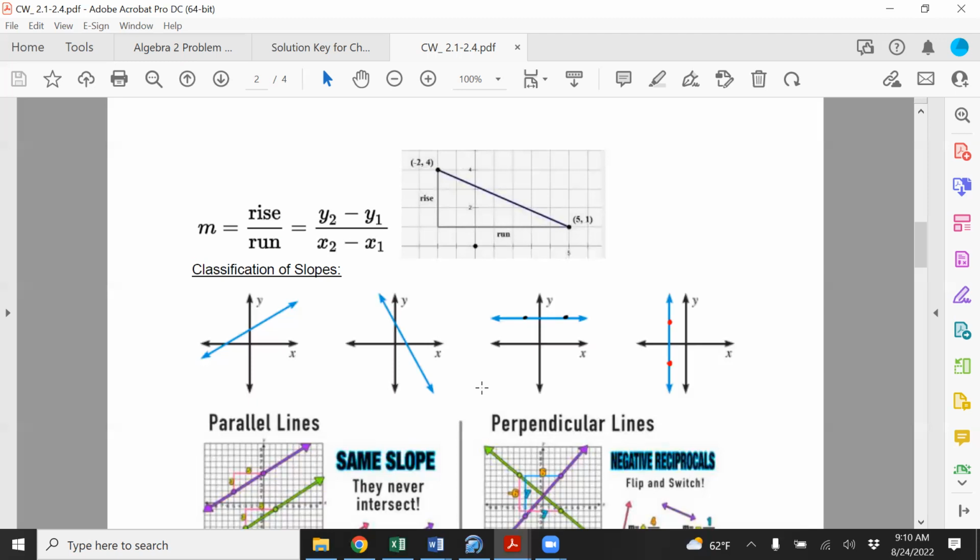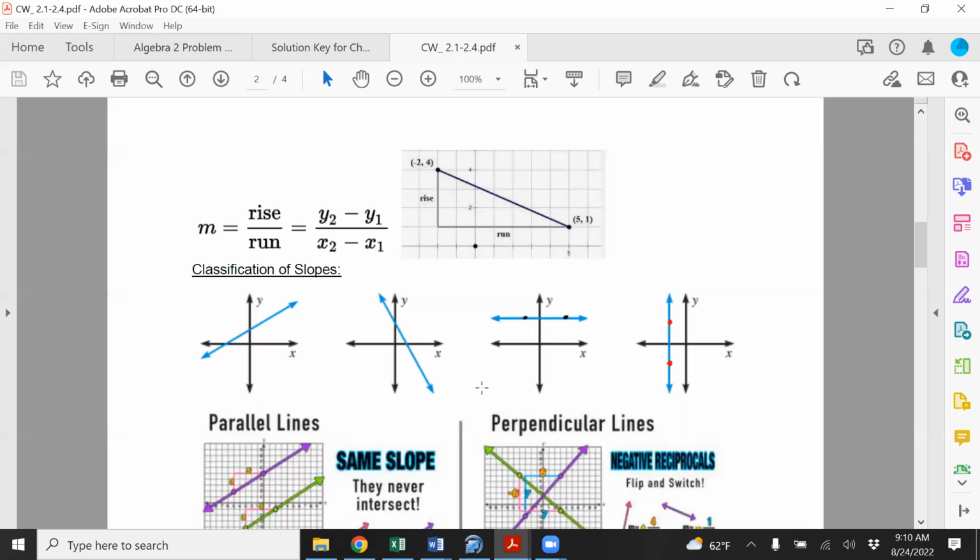You have no change in x. So undefined slope because no change in x. 0 slope because no change in y.